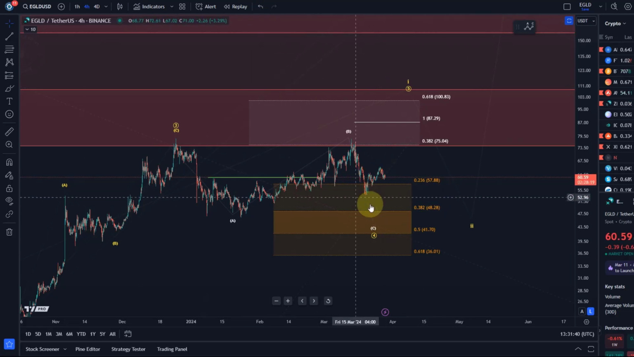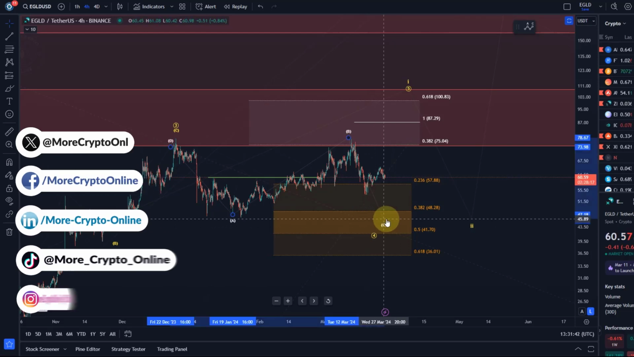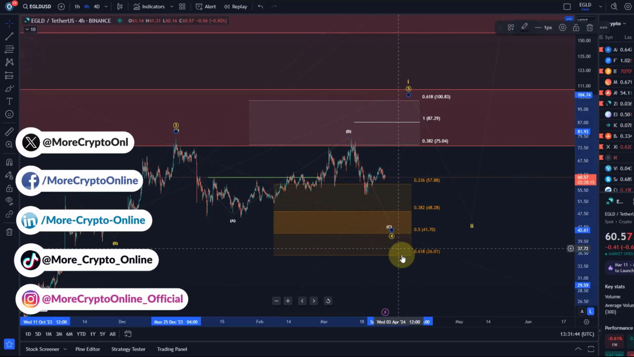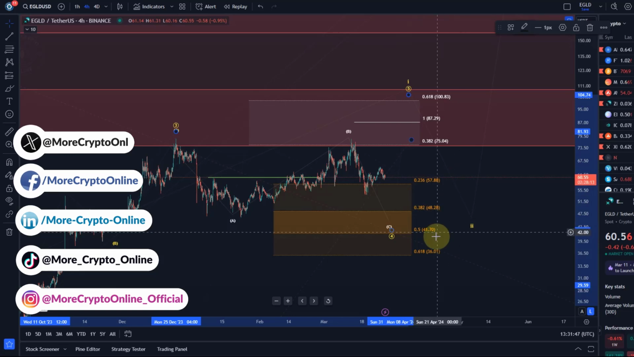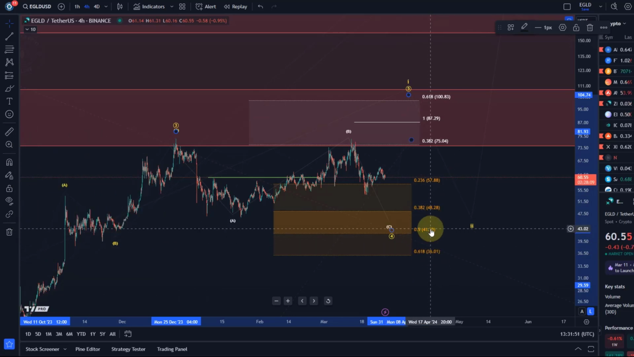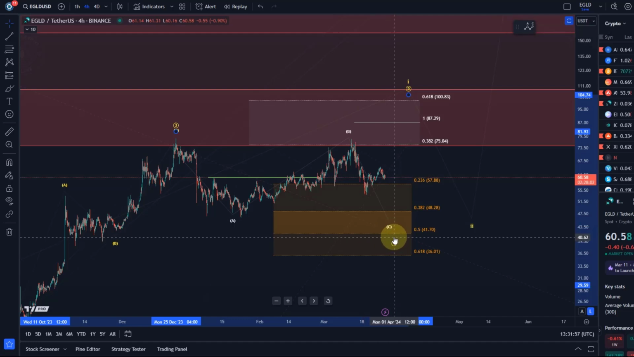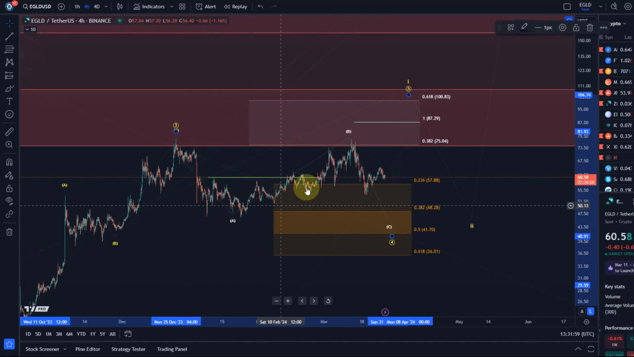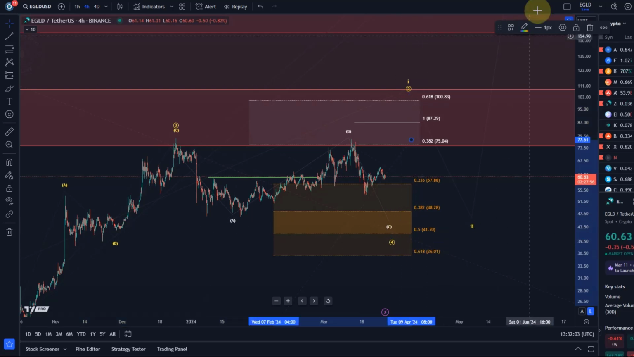EGLD is still probably caught in this correction, and the main support region is defined here, still all the way down to $36, even though I have to say that a break below $41.70 already would not be desirable. So I would like to see this wave 4, in which the price is currently moving in this correction. It looks like a flat structure. I would like it actually to hold the $41.70 level.